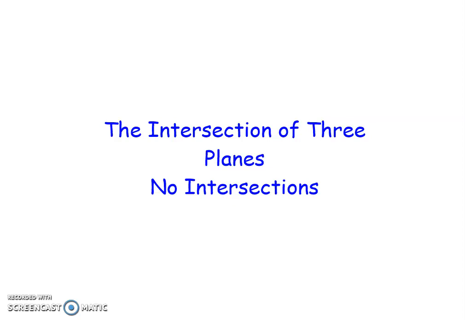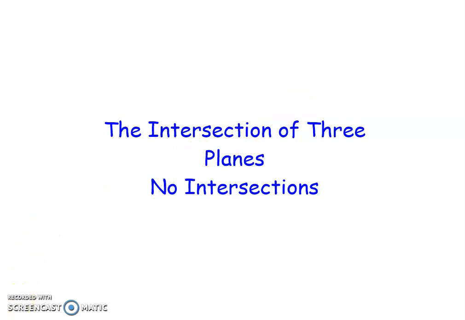In this video, I want to look at the intersection of three planes, but here I'm going to look at the specific examples where there are no intersections or no lines of intersection between the three planes at all in space. So none of the planes will intersect one another, whether it's two planes at a single line of intersection, or all three planes at a point or a single line of intersection. The planes don't meet each other at all.